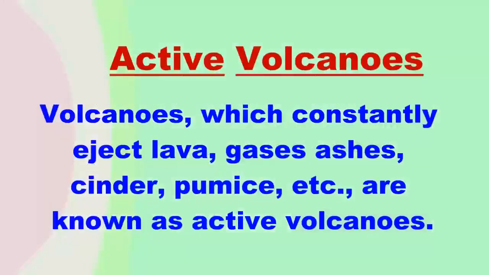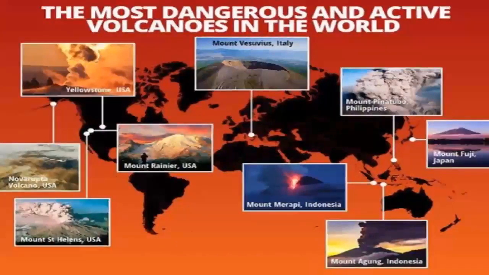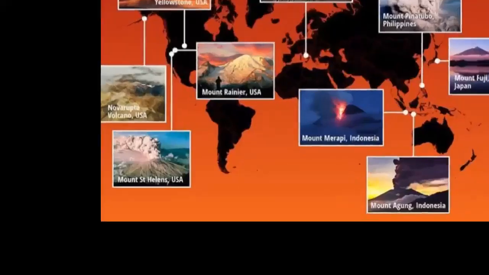Active volcanoes. Volcanoes which constantly eject lava, gases, ashes, cinder, pumice, etc. are known as active volcanoes. There are several hundred active volcanoes in the world. Most of them are in the Pacific Ocean and Atlantic islands. Out of 1,500 active volcanoes, 50 or so erupt every year, spewing steam, ash, toxic gases, and lava.